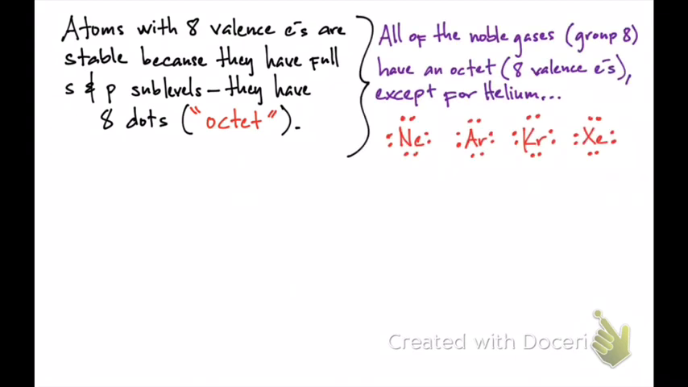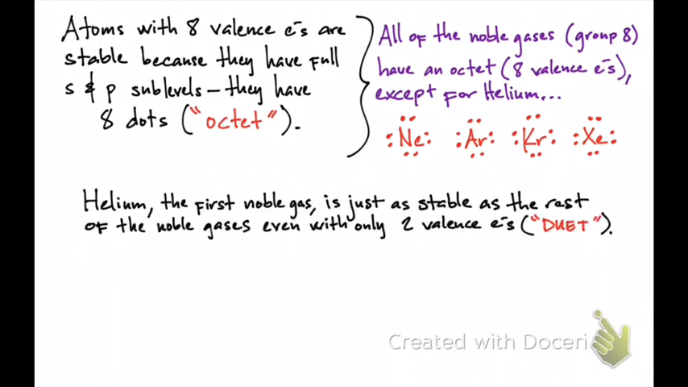So all the noble gases are considered unreactive. They're very stable. They are the most stable elements in the periodic table. And the reason why is because they have a full octet. They have 8 valence electrons, except for helium. And helium doesn't have a full octet. In fact, it only has 2 electrons. So 2 valence electrons.